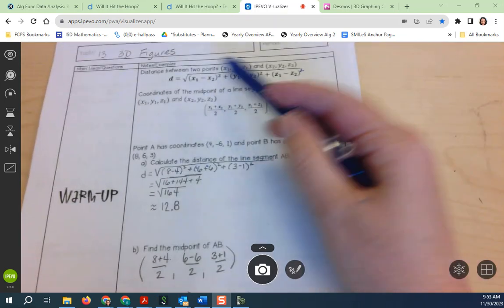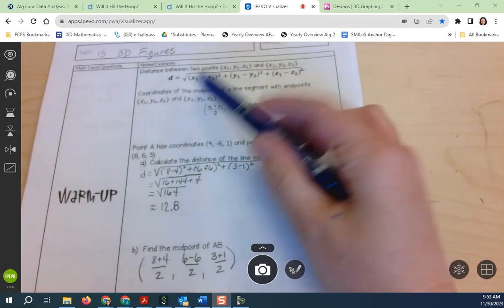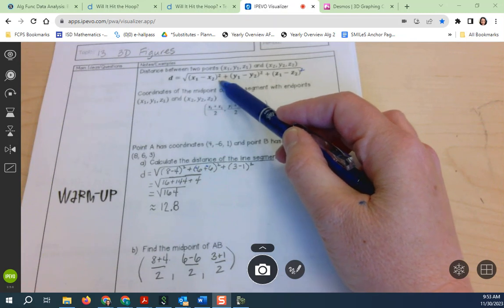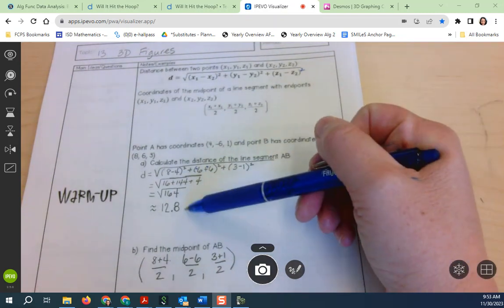yeah, for your x and for your y. It doesn't matter which one you put for x1 or x2, because when you square them, they all turn positive. And you should get 12.8 if you do 3 sig figs.